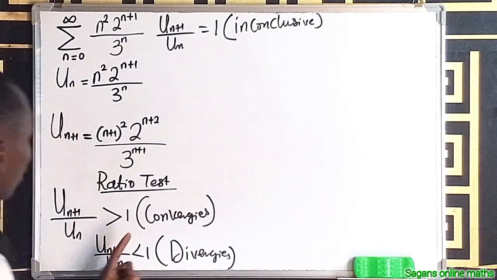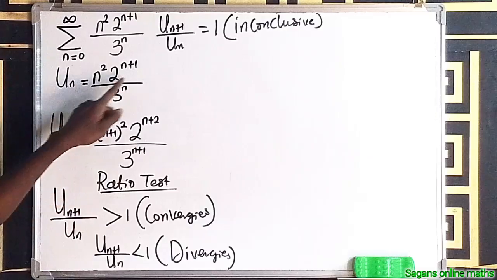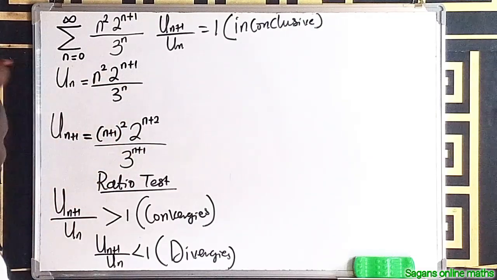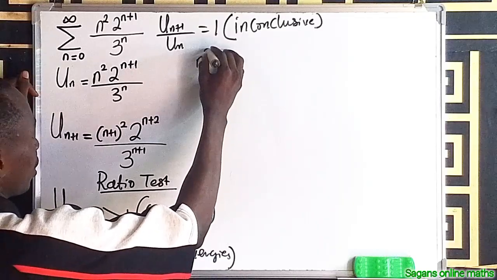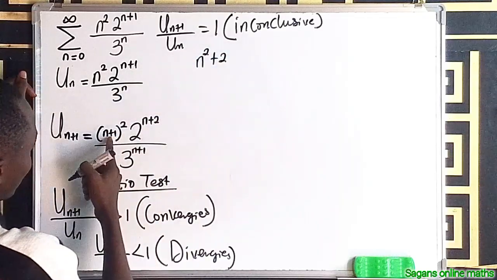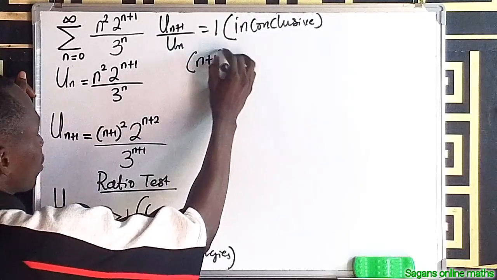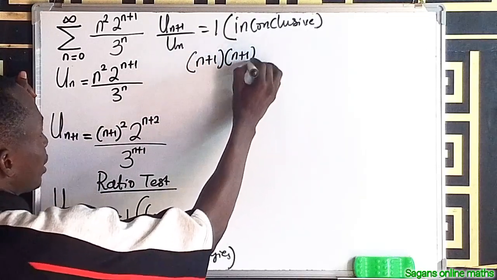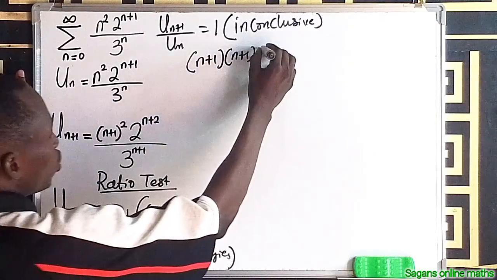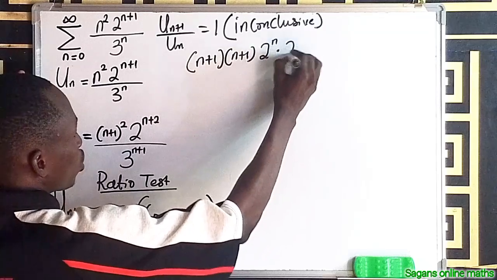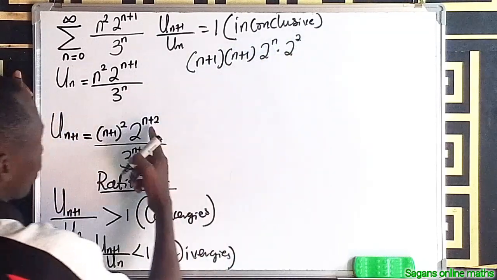Okay, so from here I want to solve this question. I'm going to divide this by this, but let's simplify first. If I expand this, let me expand for clarity: n plus 1 multiplied by n plus 1, because of the square. Then by the properties of indices, I have n plus 2 here. I can write that as 2 raised to the power of n multiplied by 2 raised to the power of 2. If the bases are the same, I can take a single base and add the powers. Exactly what is here.